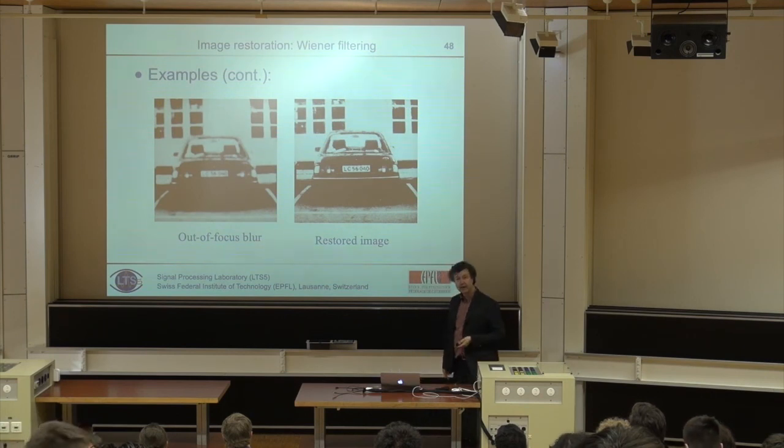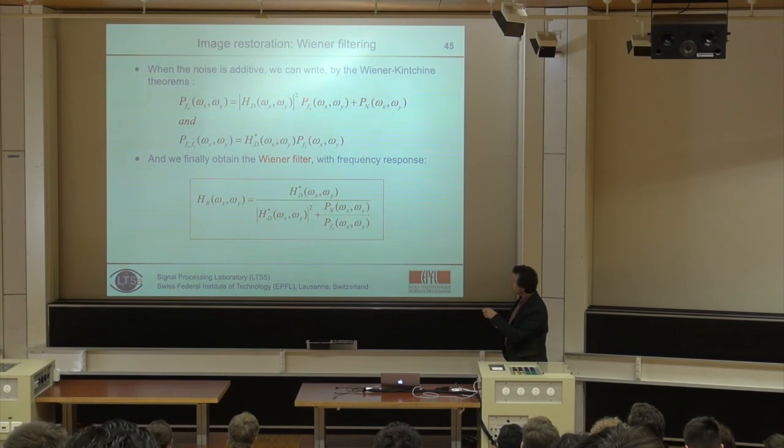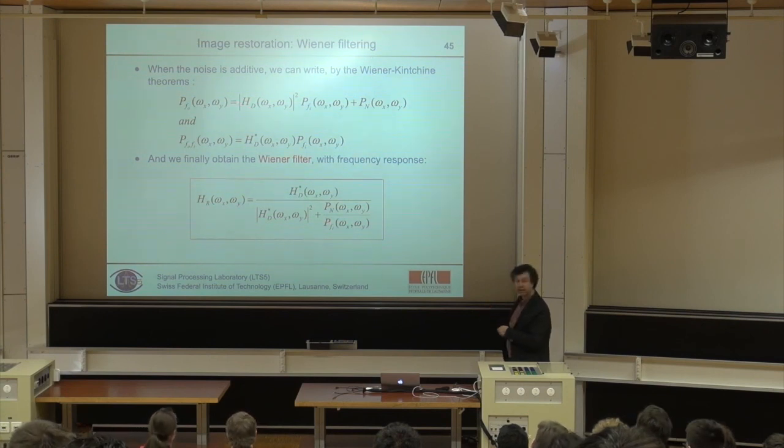And the last thing that I have to tell you is how to estimate those values here. Well, basically, you have everything here. If you want to estimate the power spectrum of Fi, you just have to have the power spectrum of your observed image, know the degradation filter, estimate the noise, and you get that here. So you can get everything.